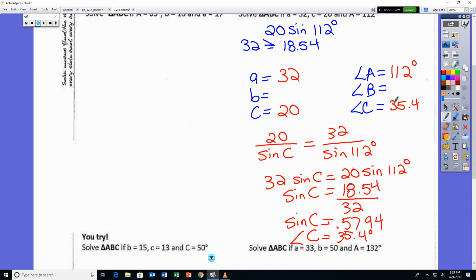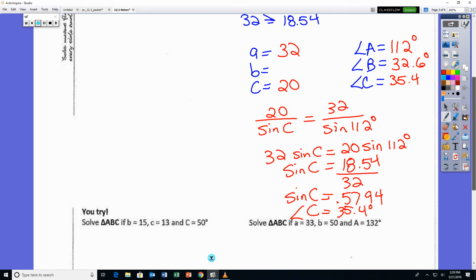Alright, we know two of our three angles, so subtract them from 180. And we would have for our final angle 32.6 degrees. And now we can repeat our process for the law of sines one more time to find our missing side.